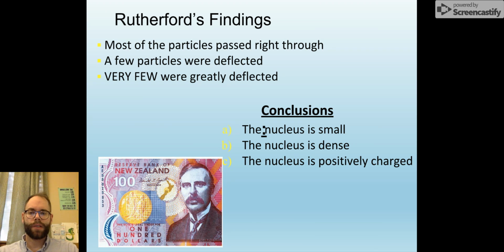And it was positively charged because we know from the cathode ray tube that most of those things would be negative around it, and that the alpha particles that were positive were repelling it.